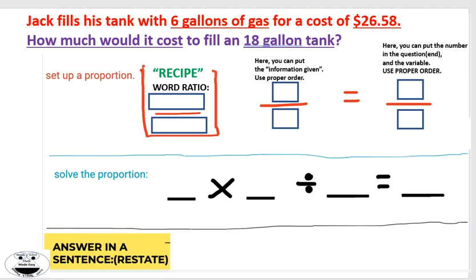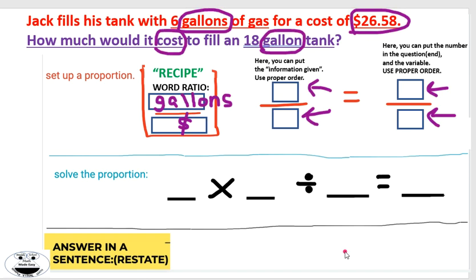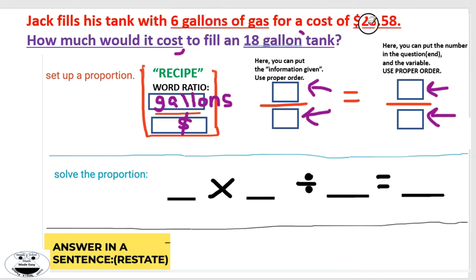So back to what we were doing on proportions. Once we have our recipe, we must follow the recipe. The recipe is going to tell us the order of how we're going to put the numbers into the ratios. This is our ratio here, this is our ratio. 2 equal ratios is a proportion. So the recipe is going to give us our order. I'm just going to write that on top so you remember.